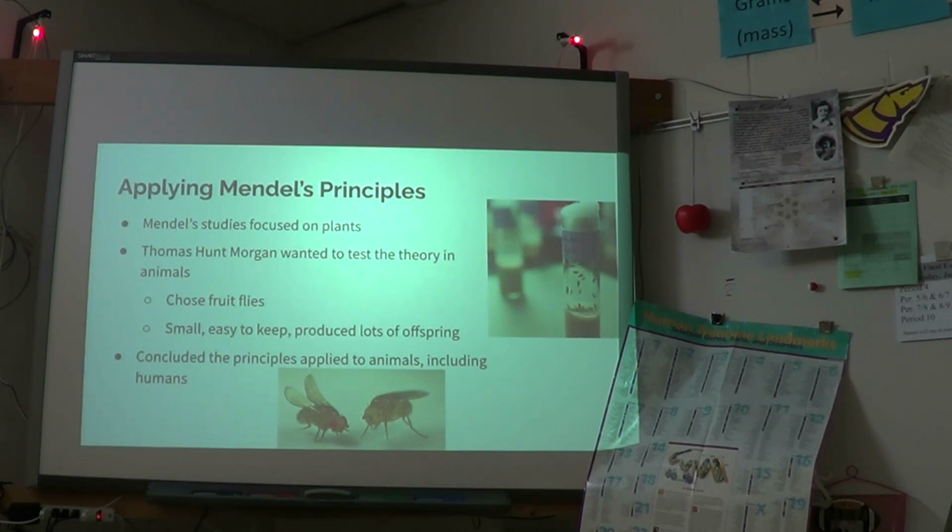So Thomas Hunt Morgan chose fruit flies, and other scientists often use fruit flies because of this, and they actually have some pretty interesting genetics. They have spots on their wings that get inherited from one generation to the next. Then Morgan concluded that it also includes all animals, including us. So some of these findings that Mendel said also apply to animals, of which we are one.